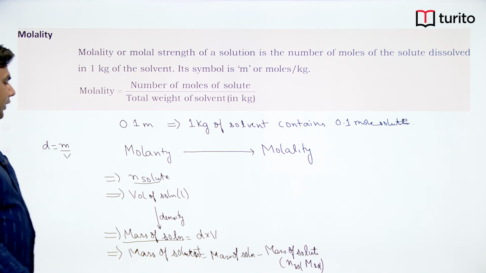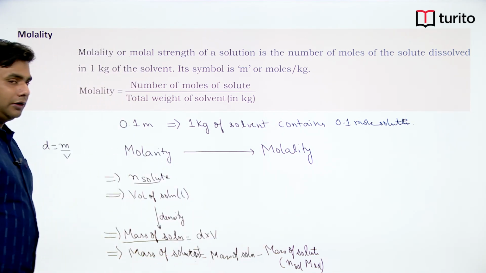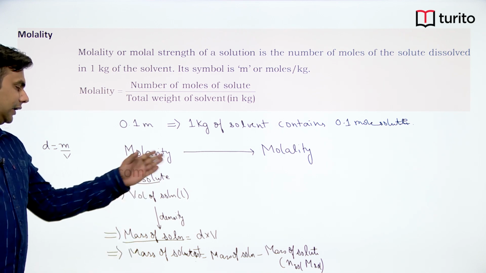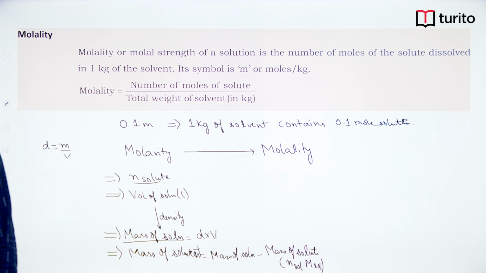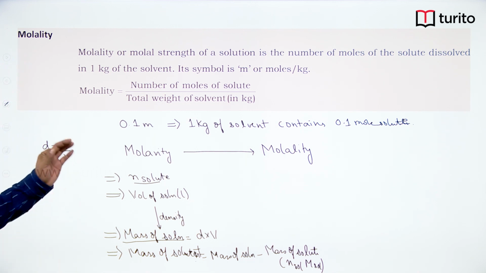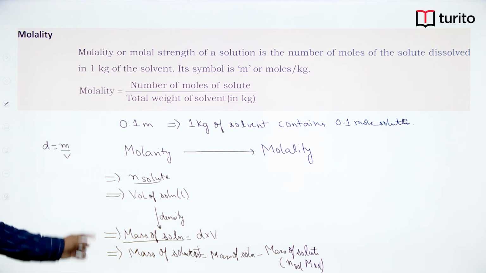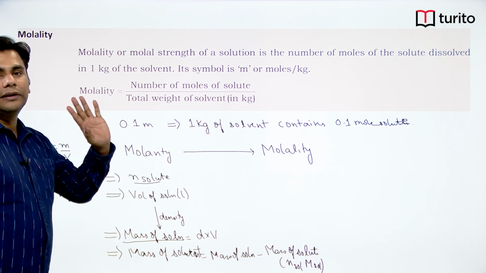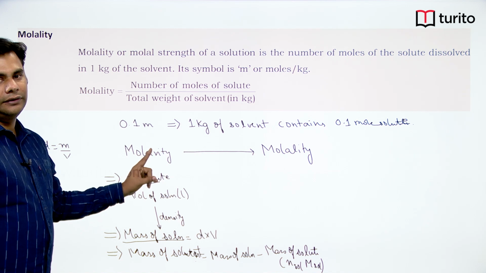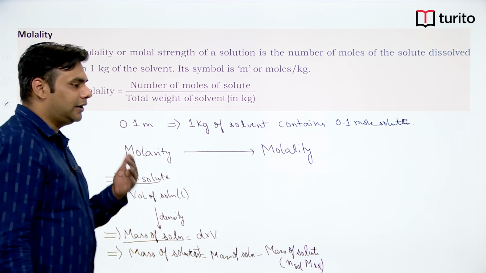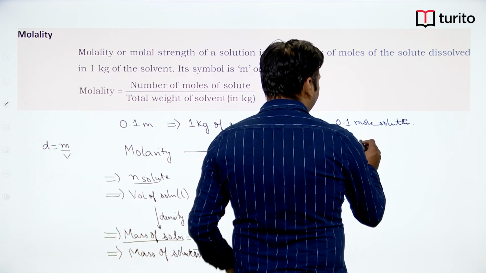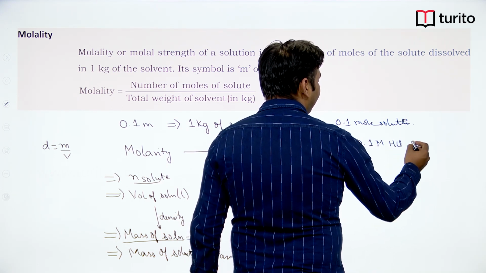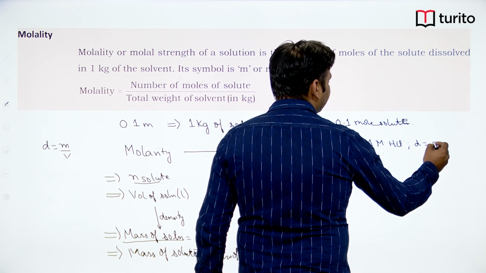Because this will be in grams, we'll convert it into kilograms. We'll have the mass of solvent in kg, and then we'll divide the number of moles of solute by the mass of solvent in kg. We'll get the value of molality. So for converting molarity into molality, we would need the data of density. Suppose we have been given 0.1 molar HCl, whose density is say 1 gram per ml.